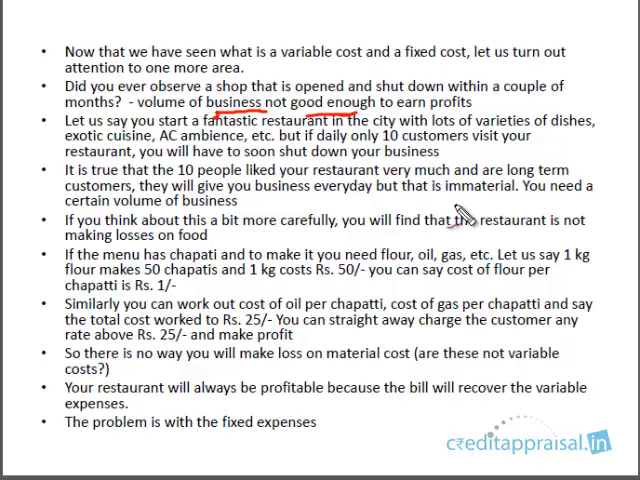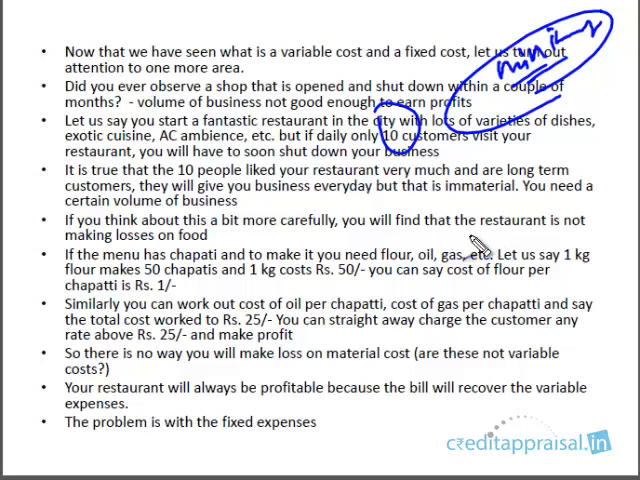So take an example. You have started a restaurant. It's a fantastic restaurant, serving a wonderful variety of tasty cuisine. I know the ambience is great, but if only 10 customers are coming every day to your restaurant, now you have to shut down the business at some point of time, right? Now some people might say, why do you have to close down? Because you are getting 10 customers on a regular basis every day, they're giving you business. But that is immaterial, because you need a minimum volume of business. There should be a certain minimum business for you to continue, right?